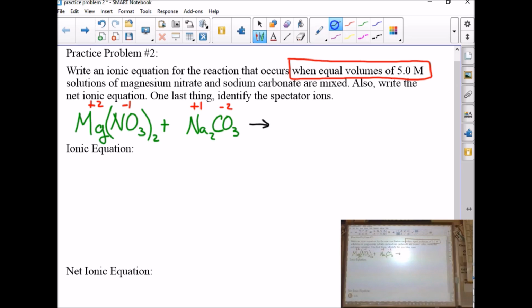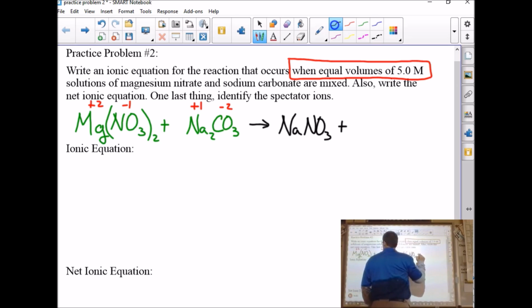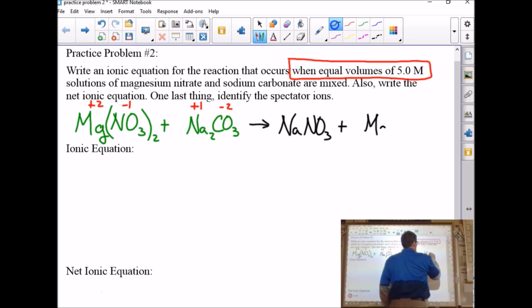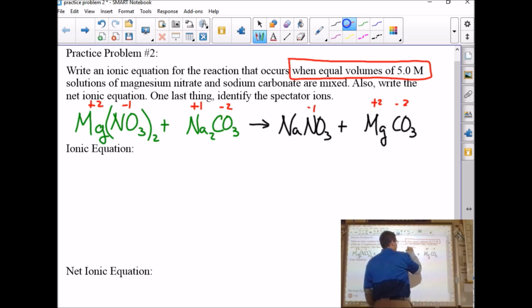It's a double replacement, so what are we going to make? Sodium nitrate, okay. So sodium nitrate, and what was the other one? Magnesium carbonate. And then, of course, the charges are the same. The charges will not change from the left side to the right side, which is kind of nice. Okay. All right. So there we have our correct products.